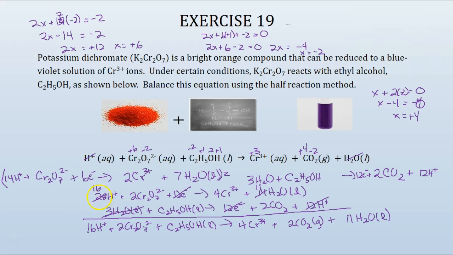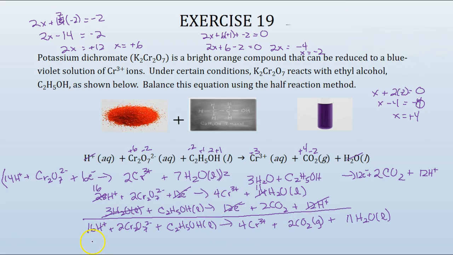Is everything balanced? So we've got 16 H's plus another 6, so that's 22 H's, and I have 22 H's. That's good. I have 4 chromiums, I have 4 chromiums. I have 2 times 7, 14 oxygen plus another 4 oxygen here, and 11 here. That's 15 oxygen. I have 2 carbon and 2 carbon. And I've already done the hydrogen, so I'm all good there.